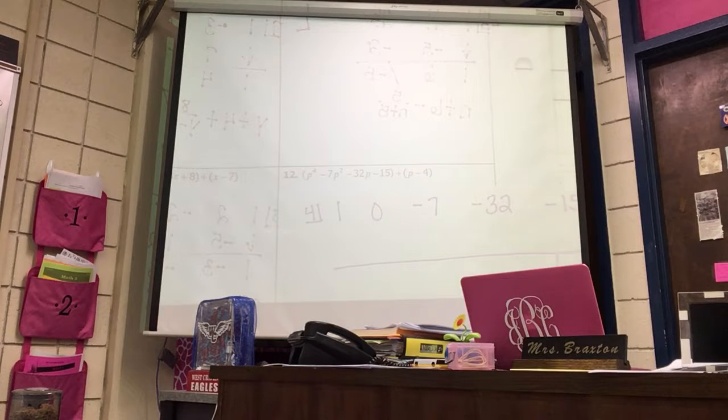Guys, don't forget the 0. Why is the 0 before the negative 7? Because I'm missing a cube. See, it goes from 4 to 2. So it's 0p cubed. So it has to go in order, in descending order. Does everybody understand that? You see where the 0 goes? Because we have 0p cubed.